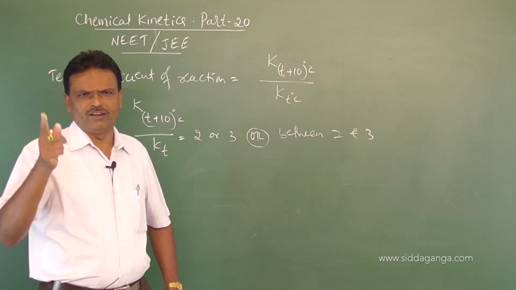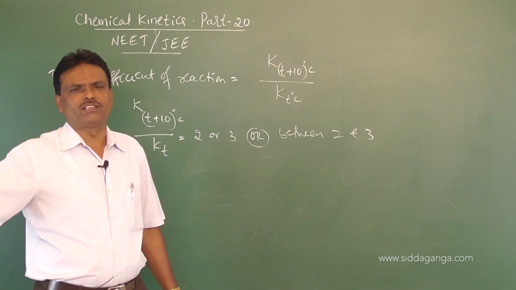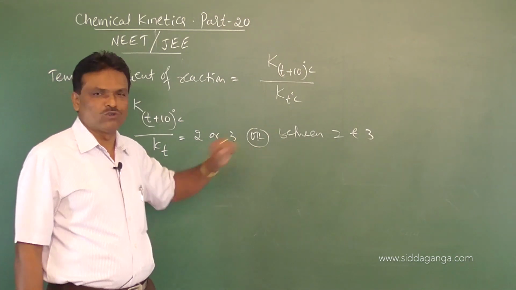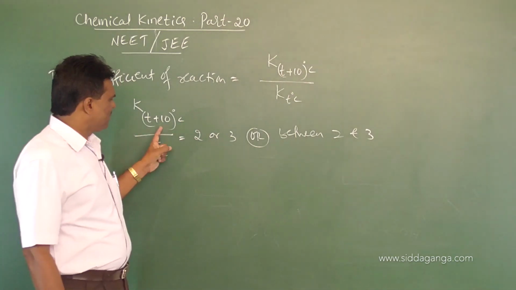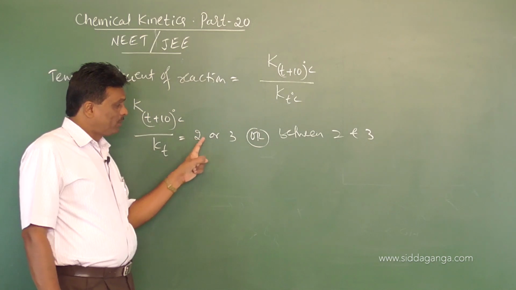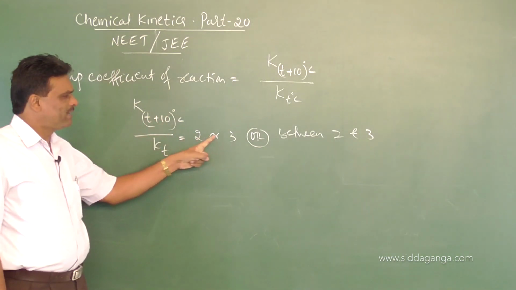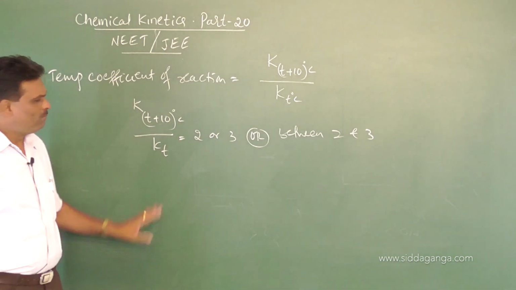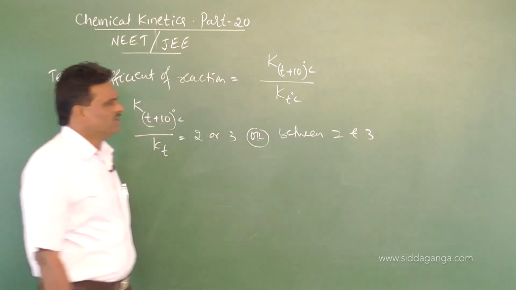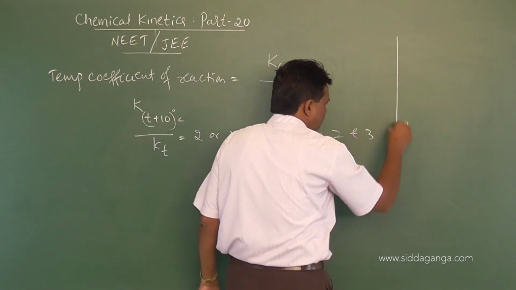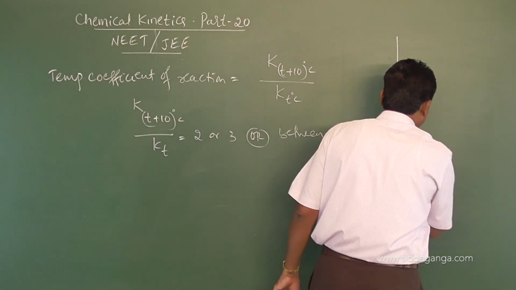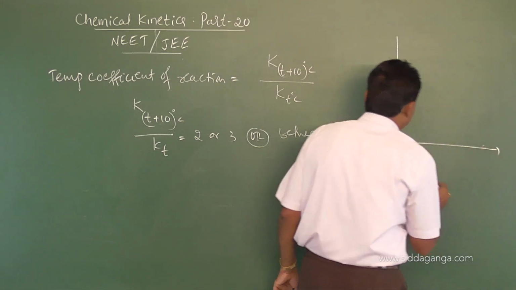So one question gives 2, another gives 3, another says in between 2 and 3, all of these are possible. So you have to look at all of these. So temperature coefficient of most of the reactions was found to be 2 or 3. It means that for every 10 degree rise in temperature, rate becomes doubled or tripled. But for most of the reactions, look at the graph, the effect of temperature.